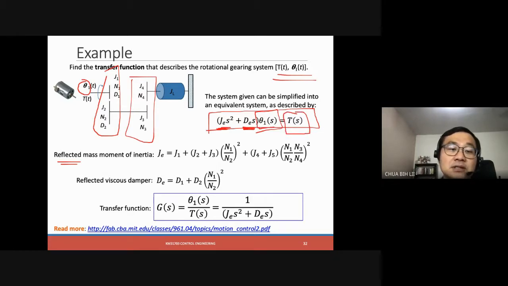Here what we need to do is add them up. Since it is being reflected on this side, whatever J is acting on this side is J1. So after the gearing, this gearing itself is being reflected over here, due to the first pair of gears. Why J2 and J3? Because they are connected with the same shaft.